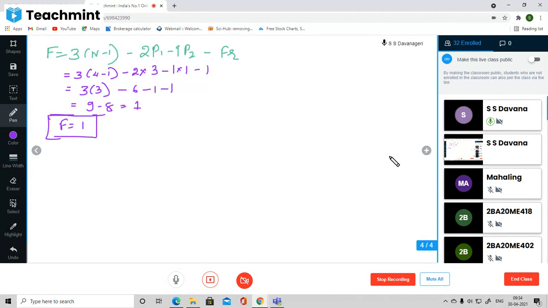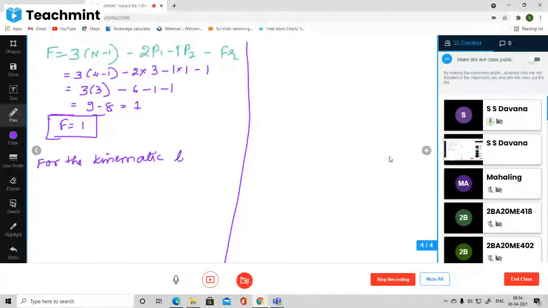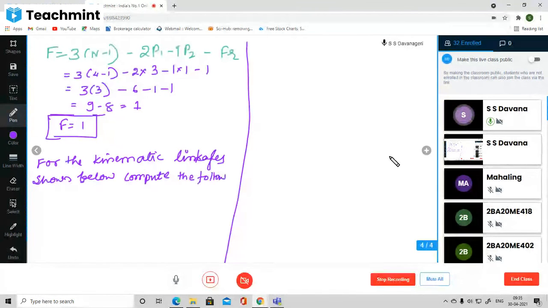Okay. Now let us go for some examples. For the kinematic linkages shown below, compute the following.